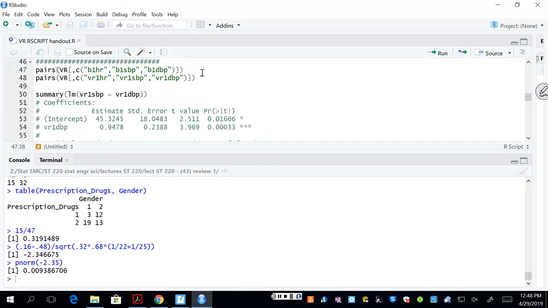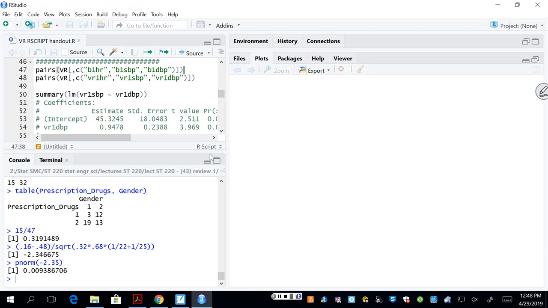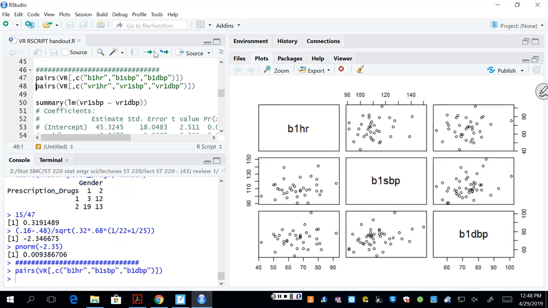Another thing we could look at is correlations of some of these variables, right? Blood pressure, so this is at baseline. There's heart rate, systolic blood pressure, diastolic blood pressure. Do any of those look related to one another? Heart rate versus blood pressures, these two don't really look so related. They kind of look like random scatter.